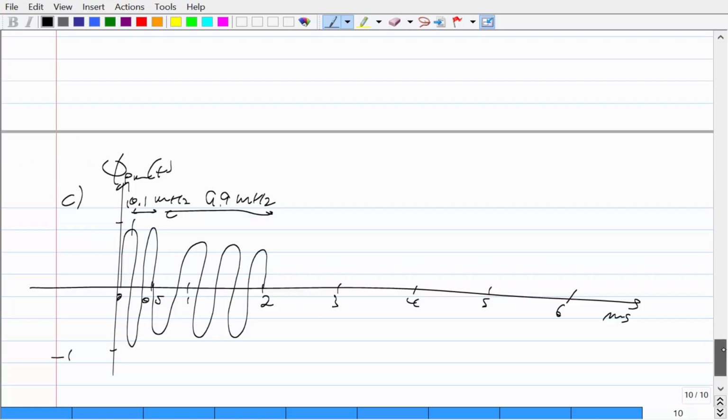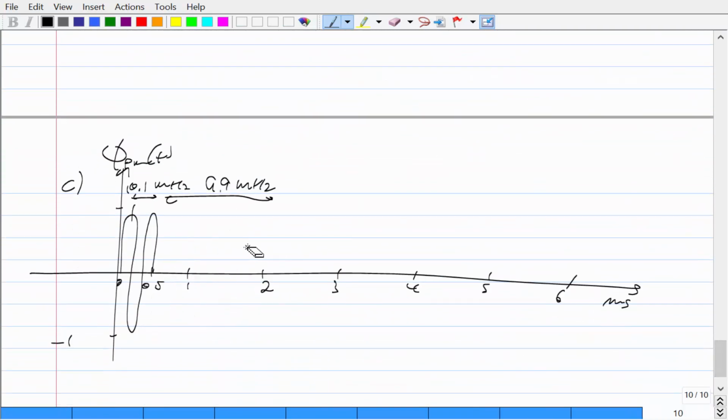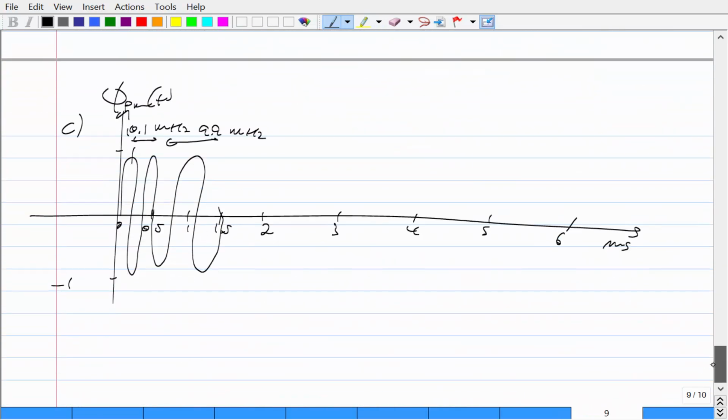Oh, sorry, it's between 0.5 and 1.5. So this is 1.5 over here. All right, so let me just cross this out. So it's going to look like this. Slow down a little bit over here. So between here and here is 9.9 megahertz, right? And between 1.5 and 3, it's going to fluctuate at 10.1 again.